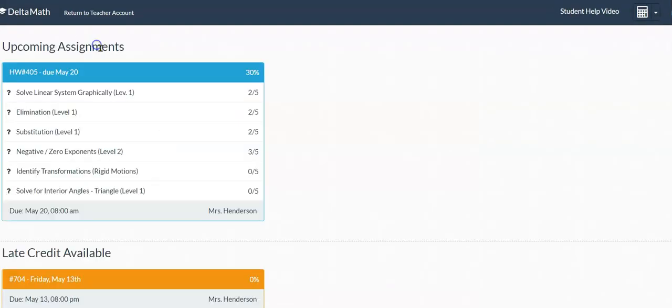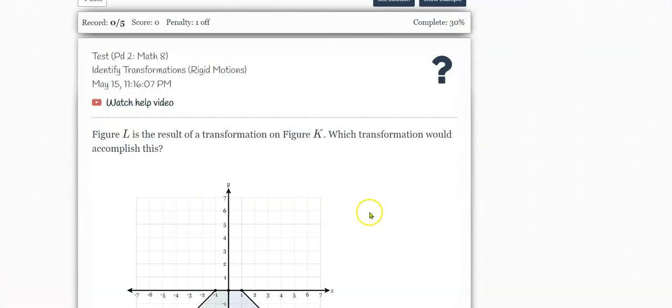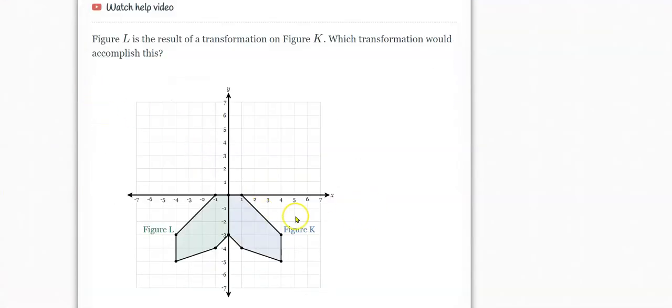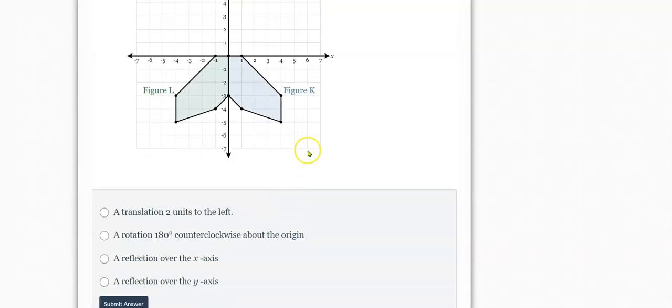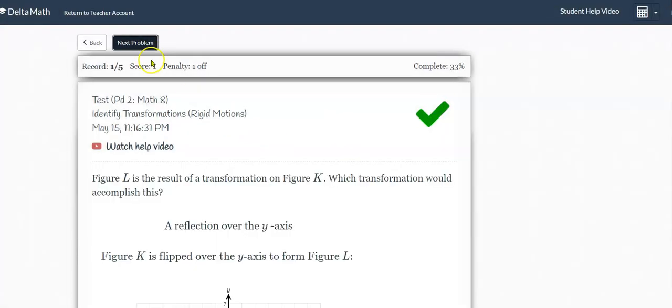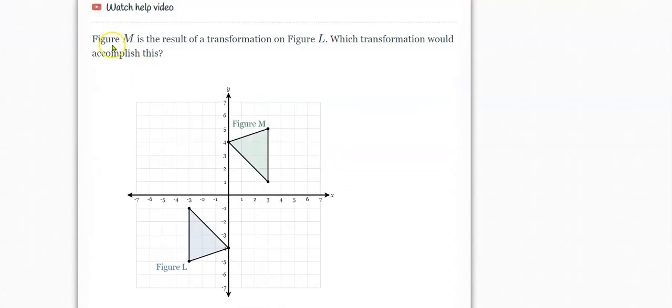All right. Now let's identify some transformations. Figure L is green. It is a transformation of the blue figure K. So blue was first, green was last. What happened? This blue figure reflected over the y-axis. It's a reflection over the y-axis, to make sure you're going the right way and you're reading properly.